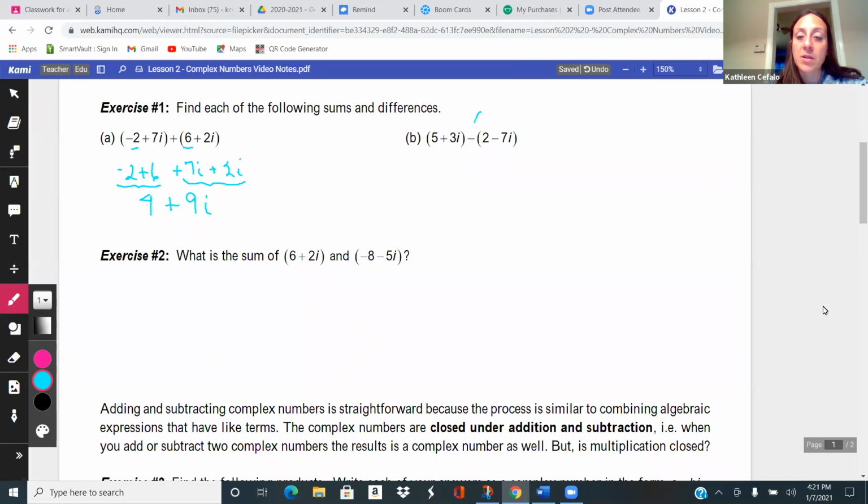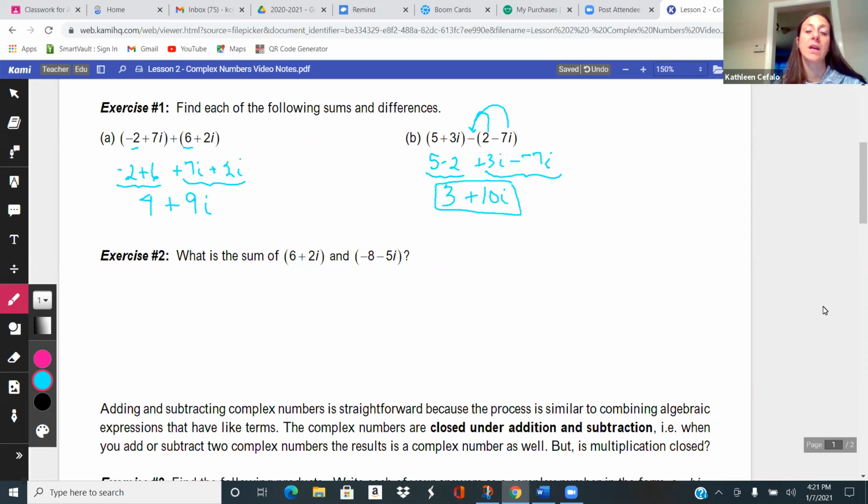Now, we just have to be careful here because of this minus. Keep in mind, we are subtracting both the 2 and the -7i. So watch your signs. Okay, so I'm going to have 5 minus 2, combining those. And then I'm going to have a positive 3i minus a -7i. I'm going to combine that. So 5 minus 2, I get 3. 3i minus a negative, so that's really plus a positive. So 3i plus 7i is going to get me a positive 10i.